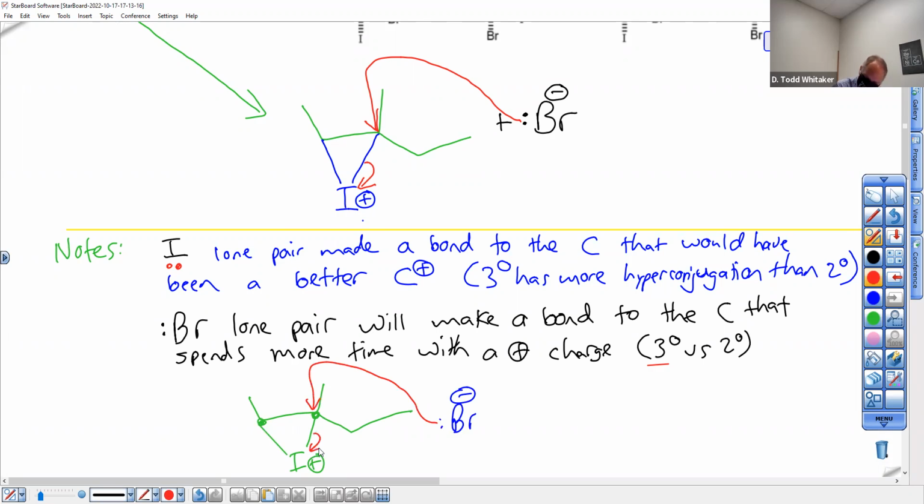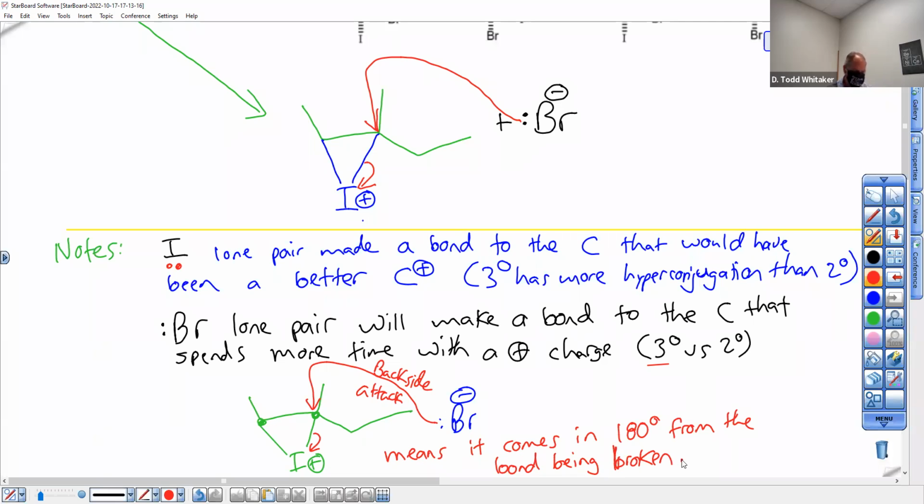It's called back side attack. It means it comes in 180 degrees away from the bond you need to break. Means it comes in 180 degrees from the bond being broken.